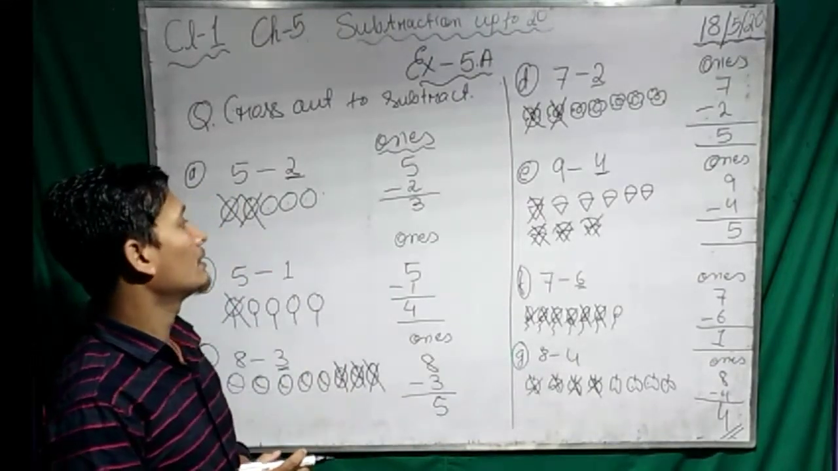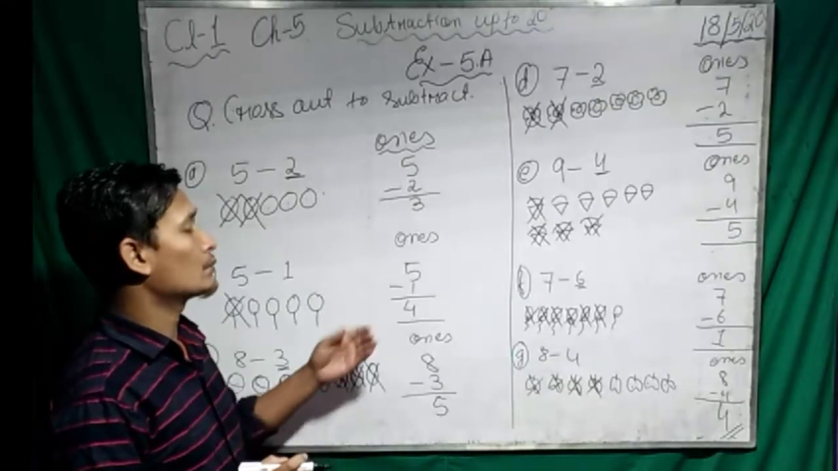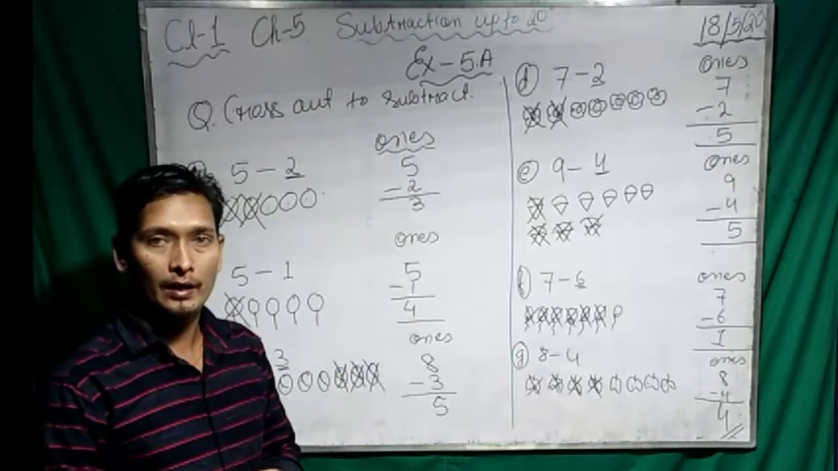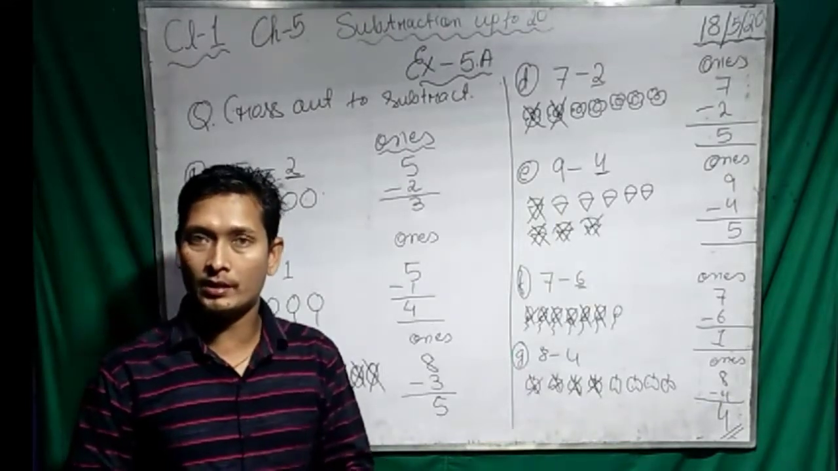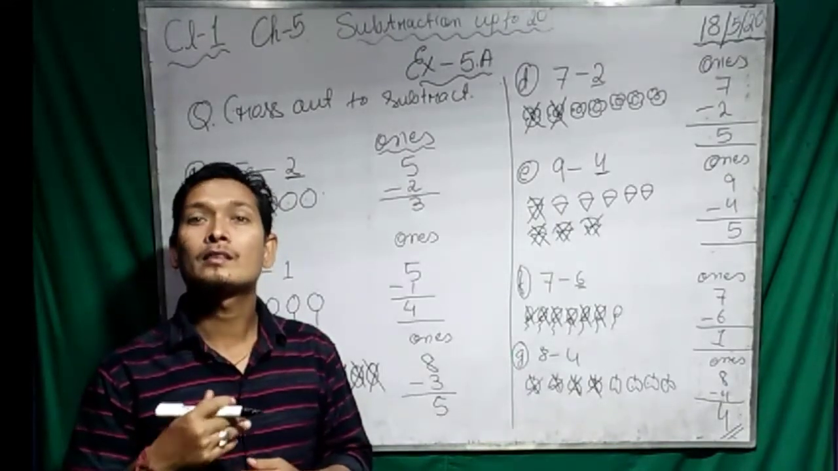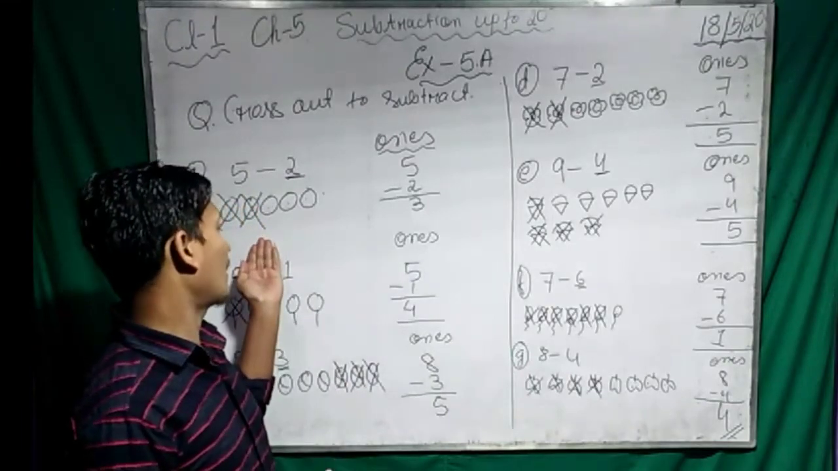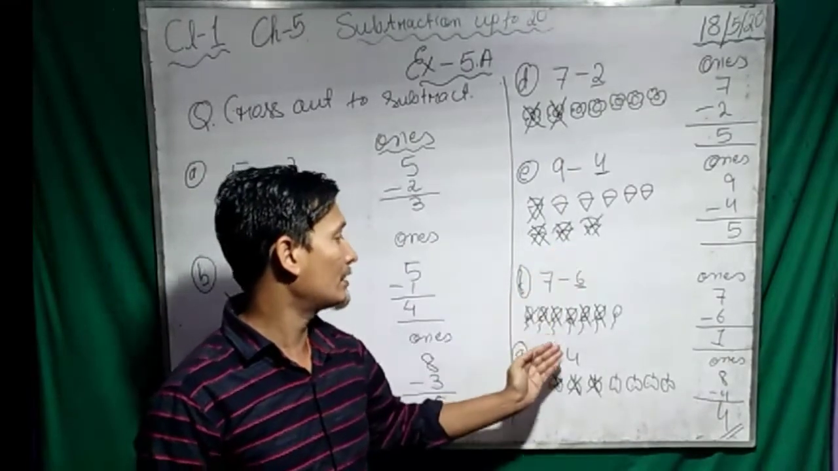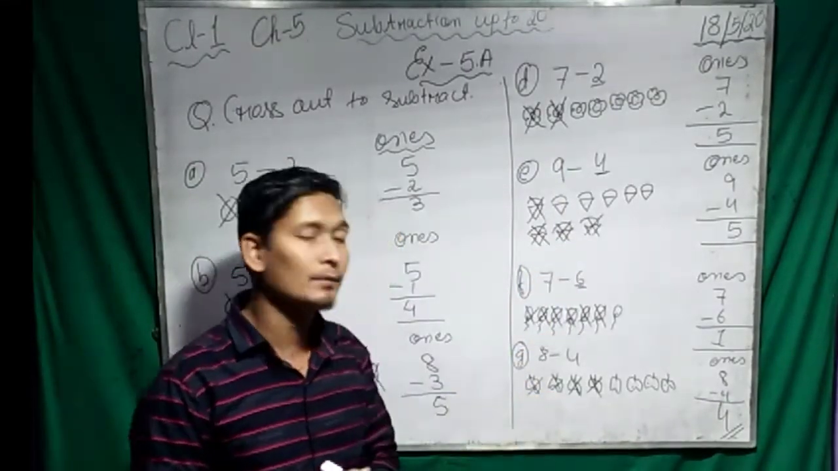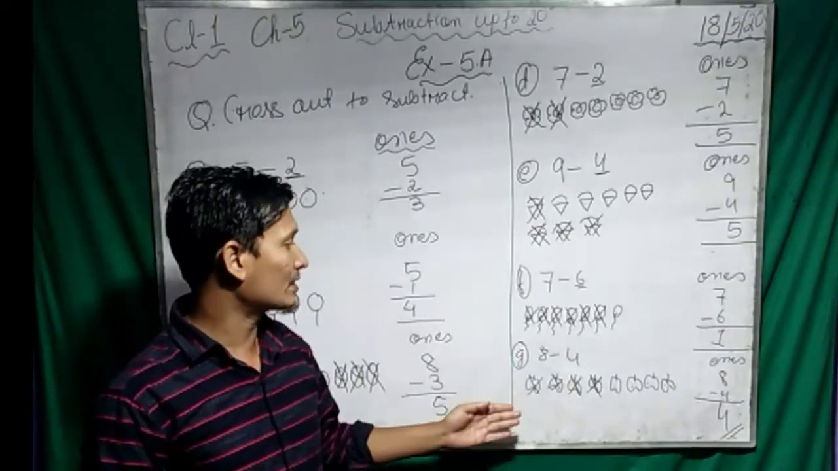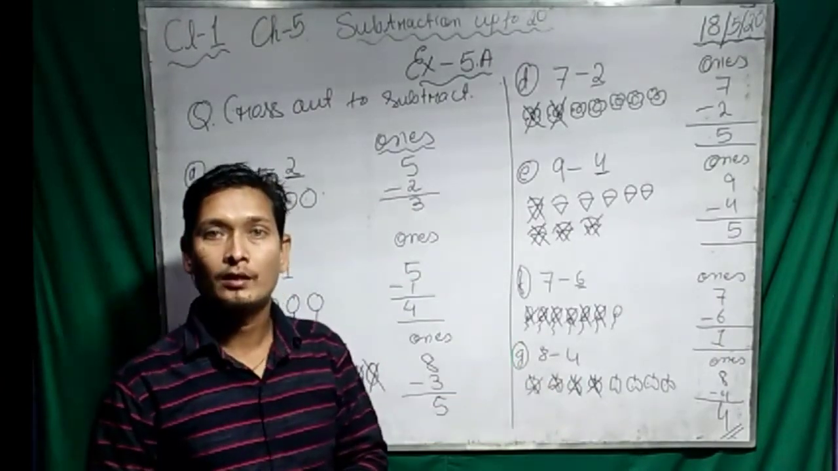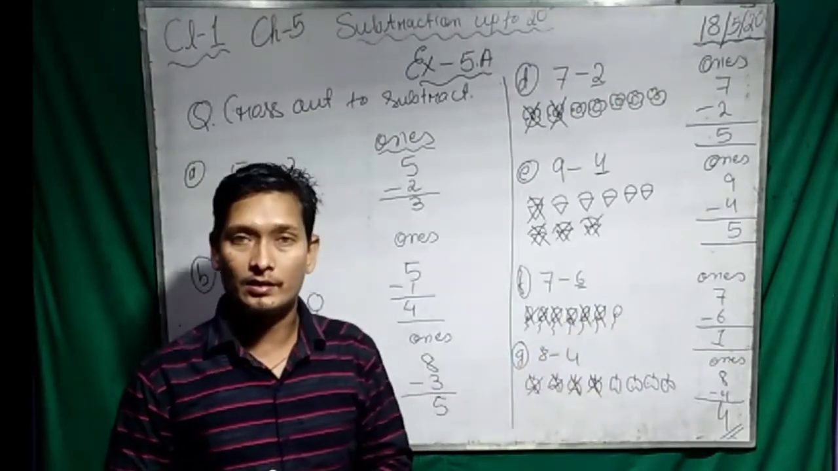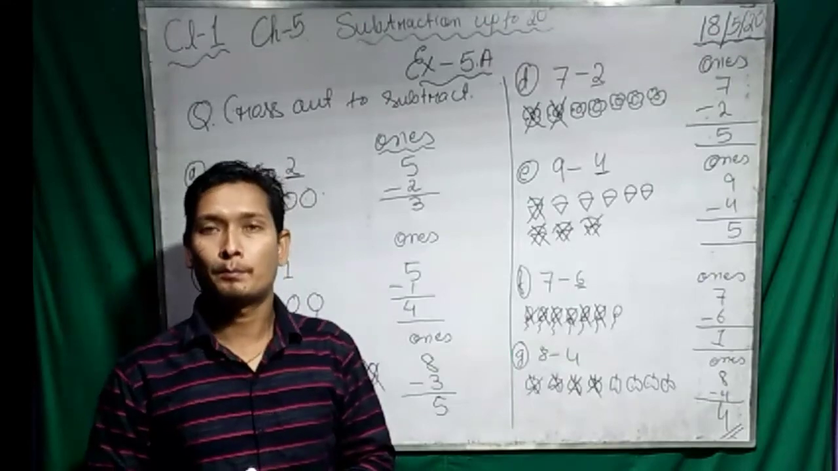We are crossing the number of given objects to get the answer. Got it children? So this is exercise 5A. I hope you understand how to do subtraction. And subtraction means taking away. We are taking away from 5, from 7, from 9, from 8. That means when we are taking away, we are crossing the numbers. The number which we are taking away, we are crossing to get the answer. Got it children? So you practice it at home.